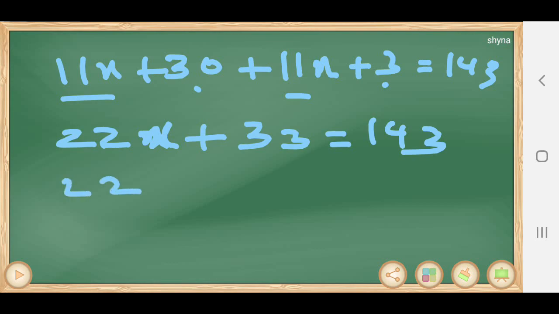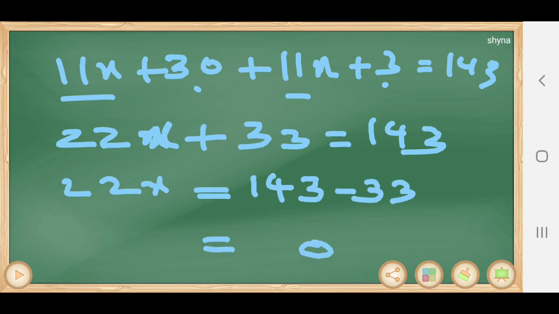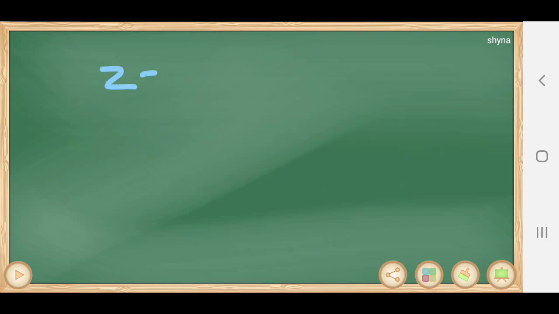Then 22x equal to 143 minus 33. What is 143 minus 33? 3 minus 3 is 0, 4 minus 3 is 1, so 110. 22x equal to 110.